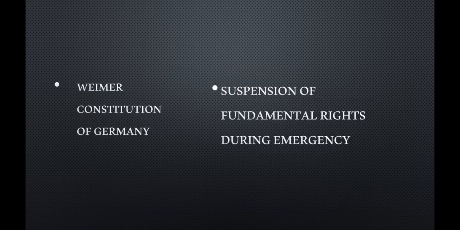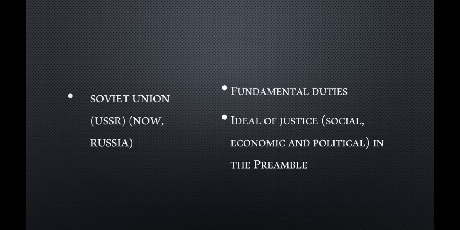The next is Weimar Constitution of Germany. This is the feature which is borrowed from the Constitution of Germany: suspension of fundamental rights during emergency. That is also called Article 144. Then Soviet Union, USSR, now Russia. There are two features which are fundamental duties and ideal of justice, social justice, economic justice, and political justice in the preamble of the Indian Constitution.